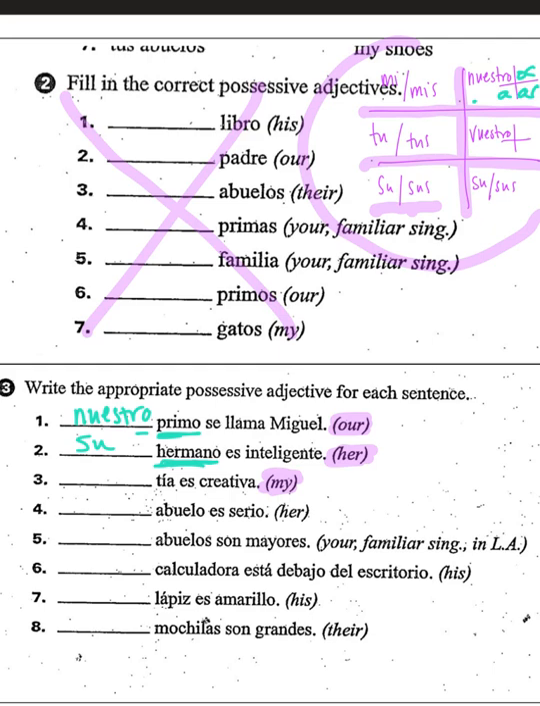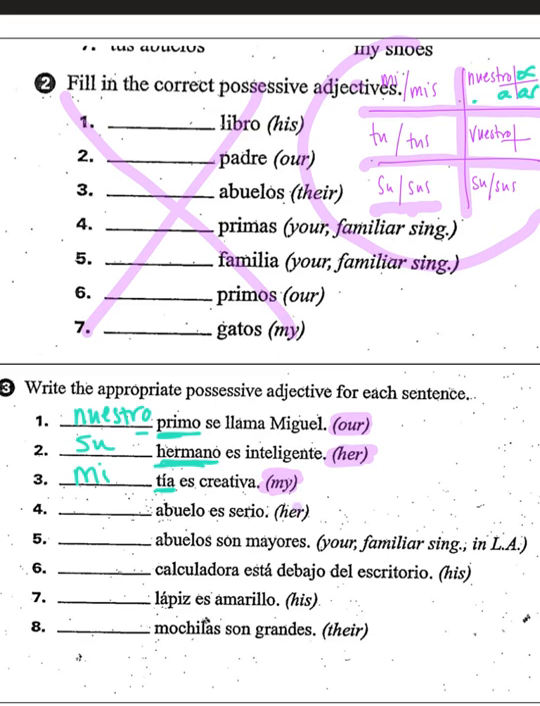All right, next one. "My." My tells me me, yo, box 1. I got 2 options, mi or mis. How do I know which one to choose? Gotta look here. Tía, singular, so mi. Mi tía es creativa. My aunt is creative.